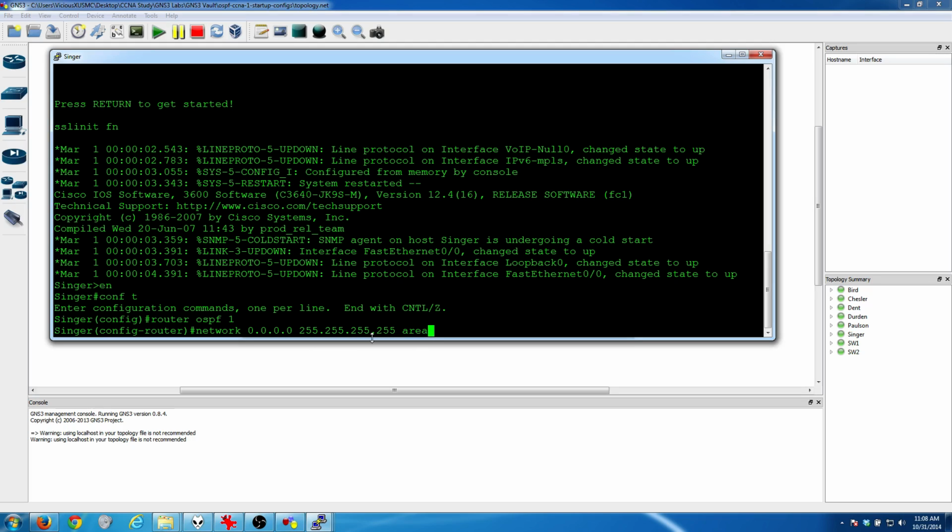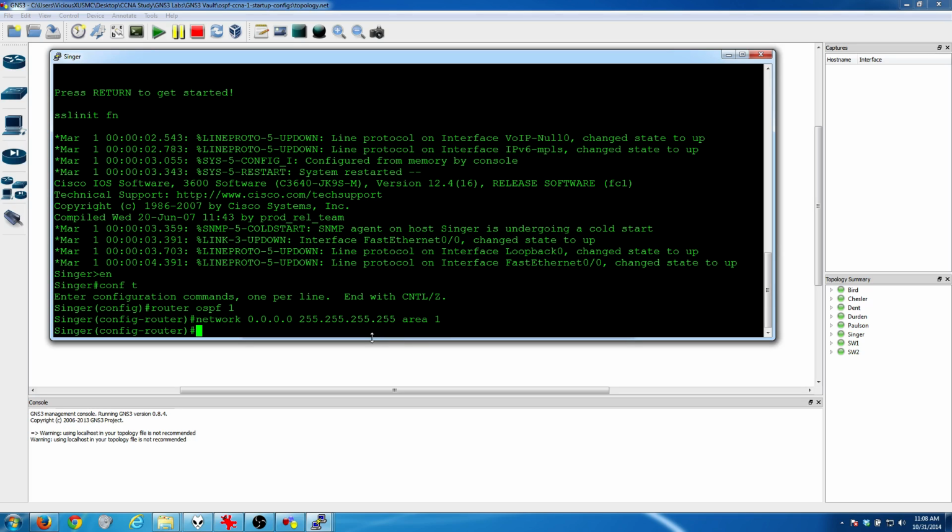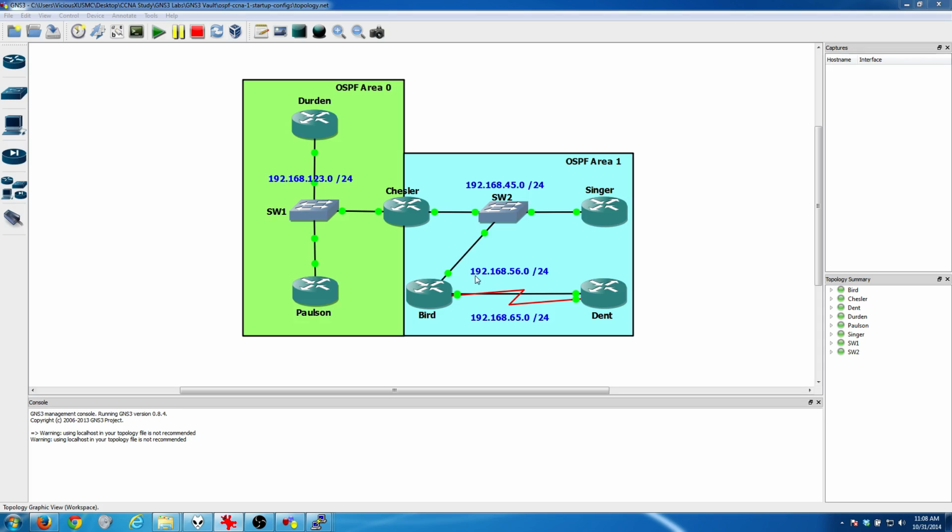Okay, so don't make a mistake here and type area 0, because it's kind of a secondary habit you'll get into once you do this too many times. You have to remember that we're doing multi-area, so we're going to use area 1 when we add him to OSPF. And we're going to go to Bird.